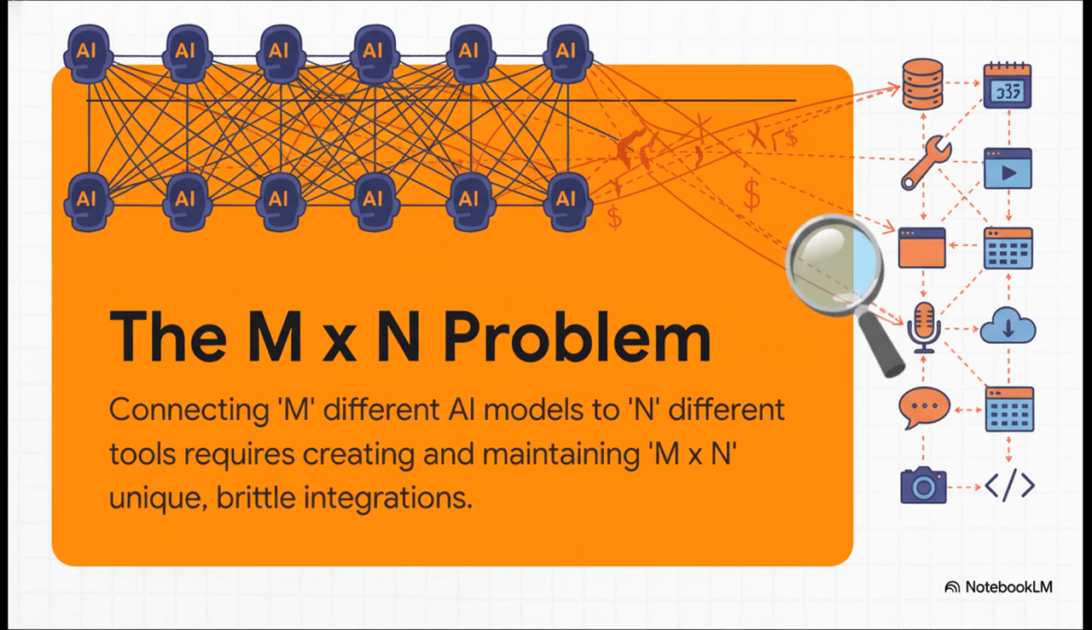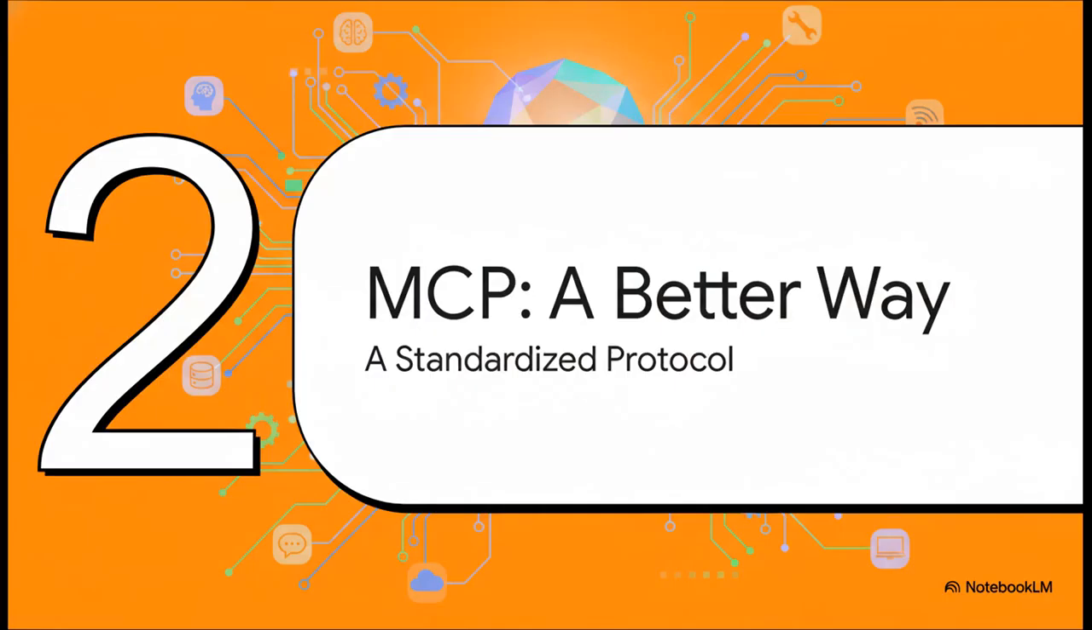Well, guess what? You're on the hook for creating and maintaining 10 times 10. That's 100 unique, custom integrations. It's insane. This just doesn't scale. It's wildly expensive. It's super fragile. And honestly, it's been the biggest thing holding back the development of really powerful AI agents. So how do we get out of this mess? This M by N chaos?